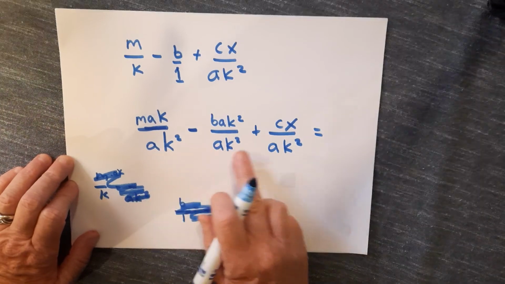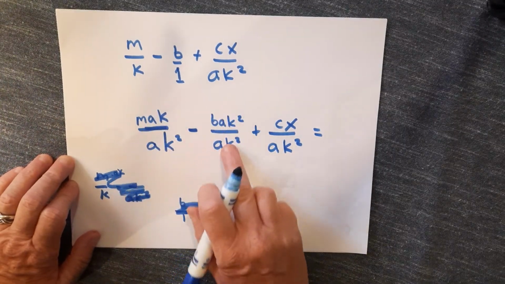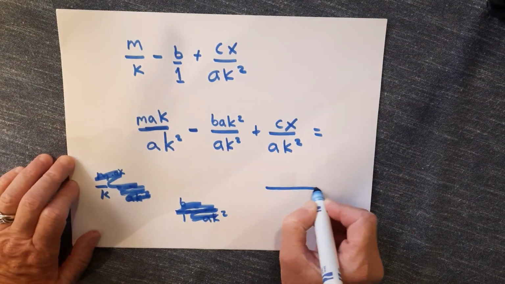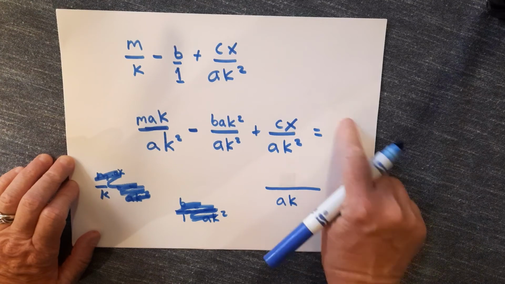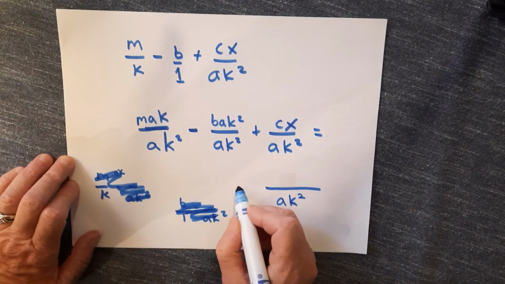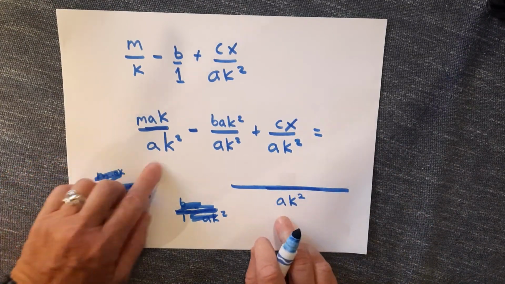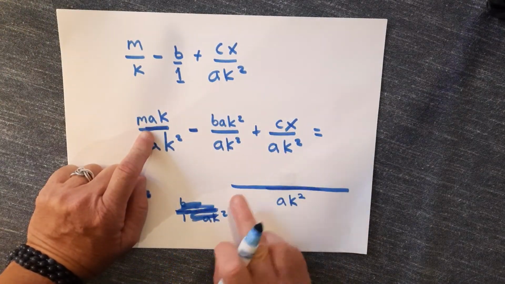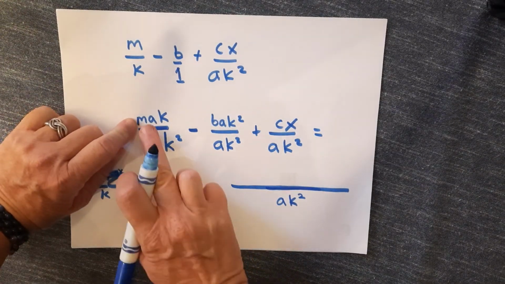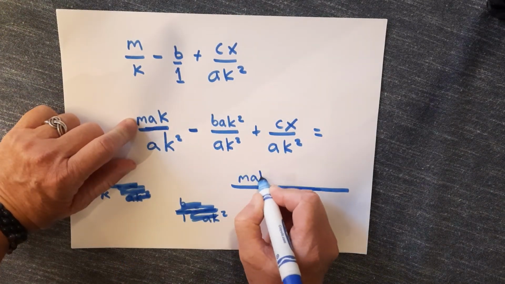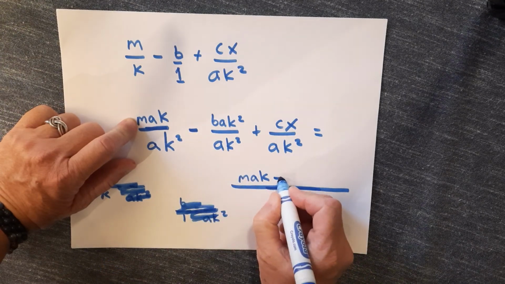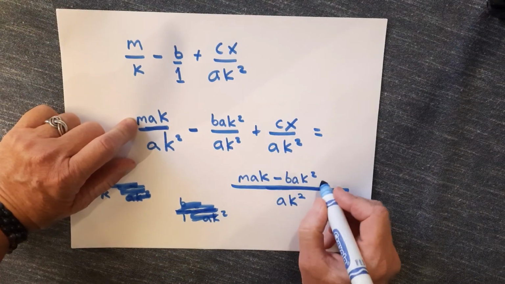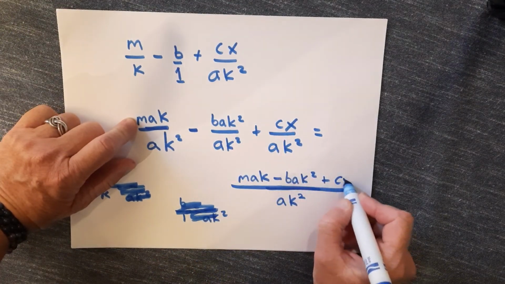Remember, the denominators stay the same, just like when we did 1/8 minus 2/8, etc. So the ak squared will be on the bottom. I'm going to write it down here because the numerator is too big to fit in there. Ak squared is the denominator. Now we need to look and see we have no like terms in the numerators, so we're just going to have to write them down here. We start with mak, then we watch the sign, it's a minus. We take our bak squared and write it next. Watching the sign, we add the last one, which is cx.